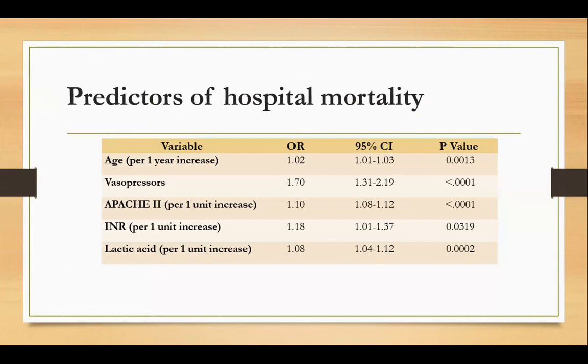For the multivariate regression analysis, we have predictors of hospital mortality. For age, each 1-year increase in age increases the mortality by 2%. Patients on vasopressors have higher mortality by 70%. For the Apache score, we noticed that each 1 unit increase in Apache score increases the mortality by 10%. INR increases the mortality by 18%, and lactic acid increases the mortality by 8%.